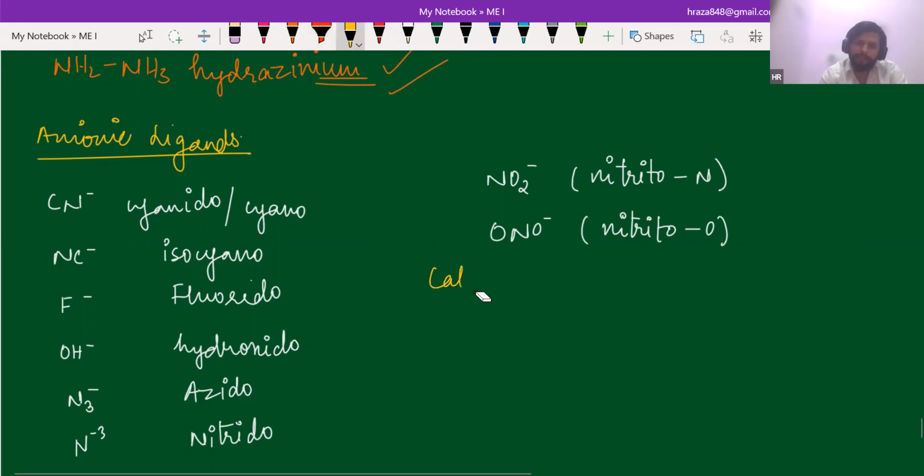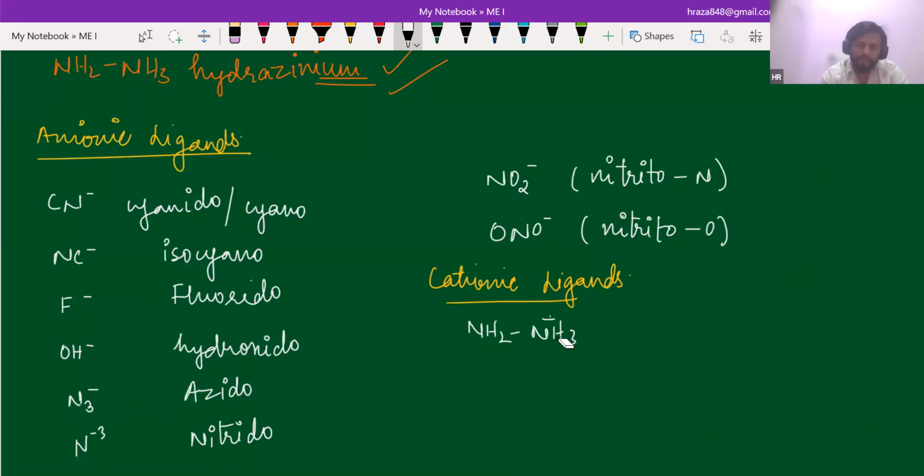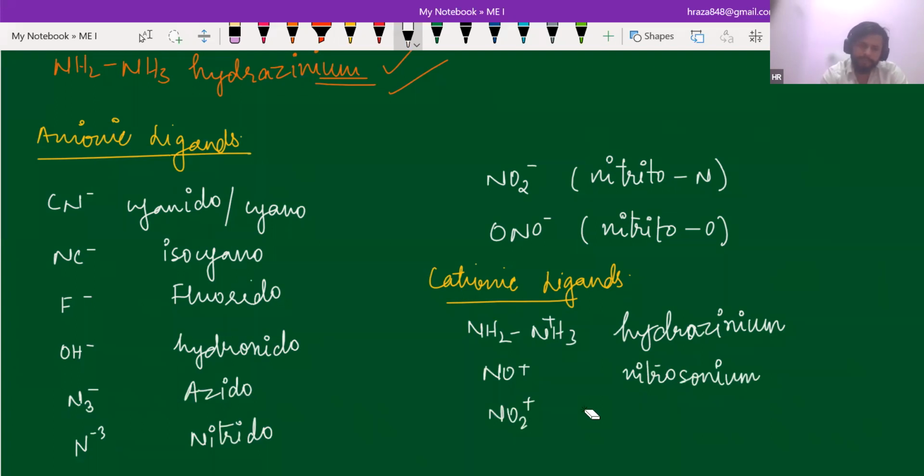Some of the cationic ligands, the less used ones: NH3 positive, that is hydrazinium. NO plus, nitrosonium. NO2 plus, nitronium. Please do that.